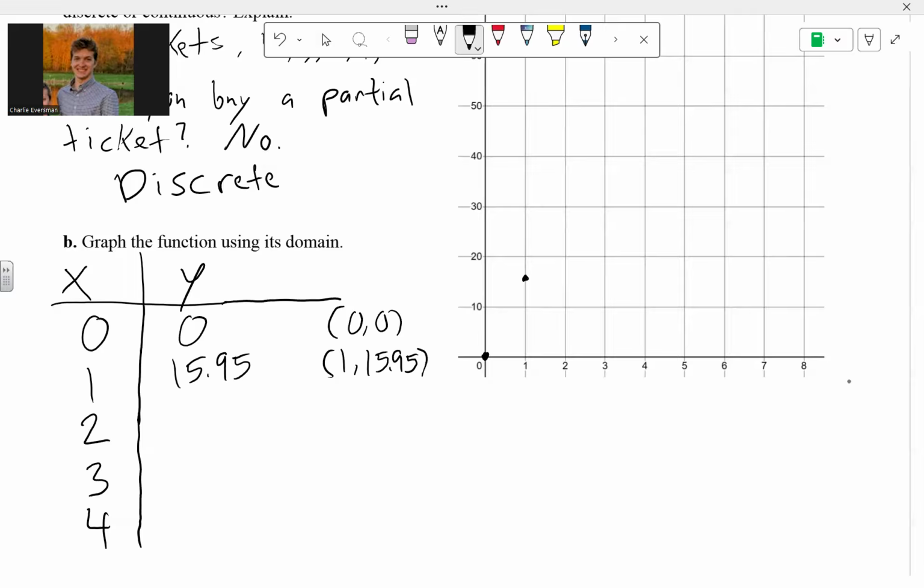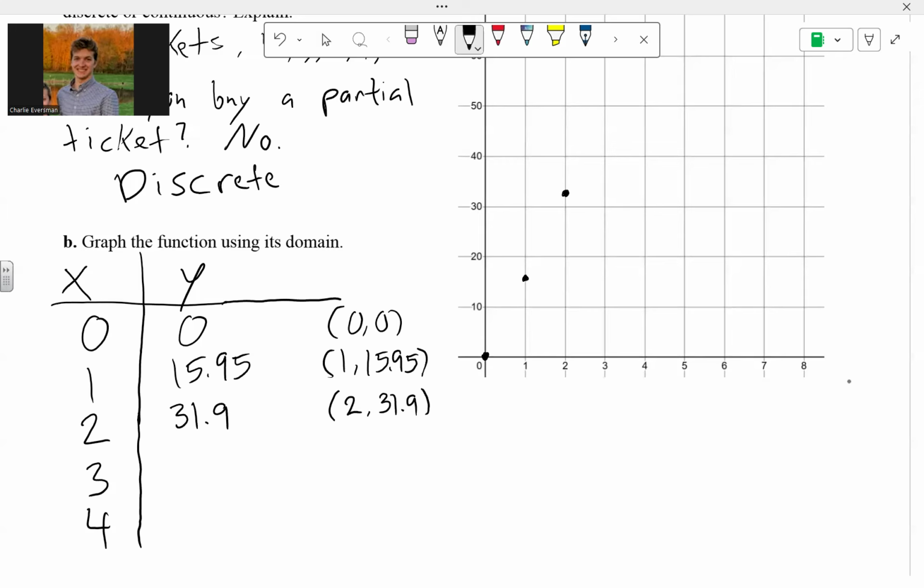2 times 15.95, right? That's my direction. Take the input, multiply by this number here. I get 31.9. I'm pretty sure. Please check me on that. If I'm making mistakes here, fill it in with the right values, but I think that's the right one we want. So then at 2, my y value is 31.9, which is somewhere right around there.